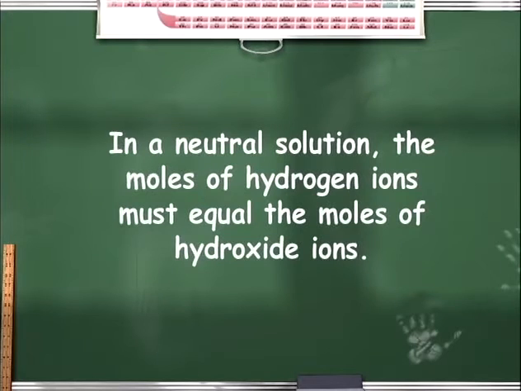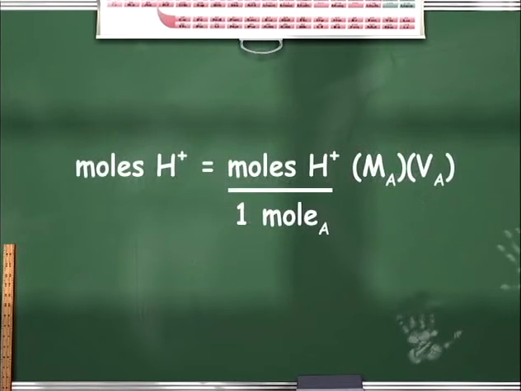In a neutral solution, the moles of hydrogen ions must equal the moles of hydroxide ions. To find the moles of hydrogen ions, you use the following formula. Moles of hydrogen ions per 1 mole of acid times the molarity of the acid times the volume of the acid.